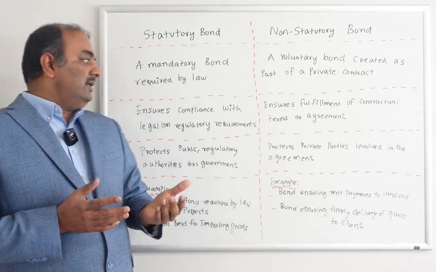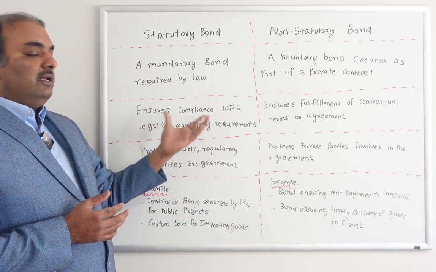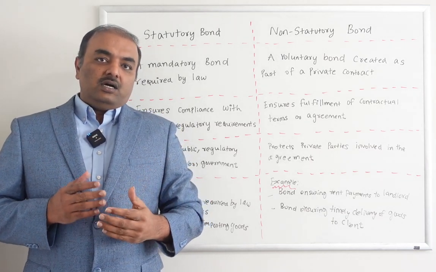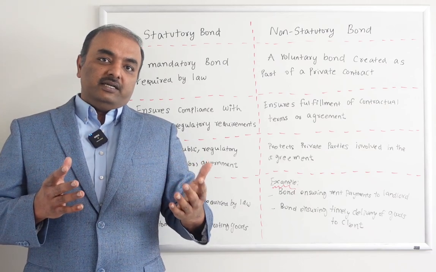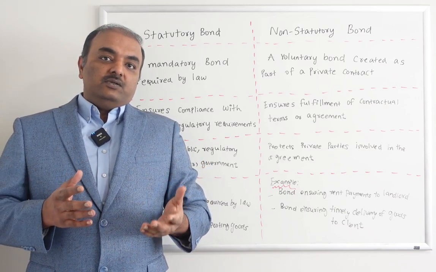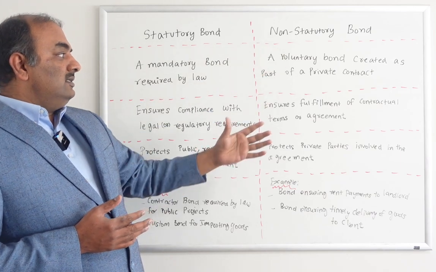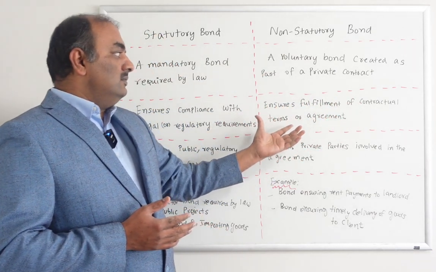It ensures that there is compliance with legal or regulatory requirements. As I told you, when you are a contractor, when you are doing a job with your government, building a government building or something else related to government entities, the law requires that you need this bond. Whereas non-statutory bond ensures the fulfillment of contractual terms or agreements.